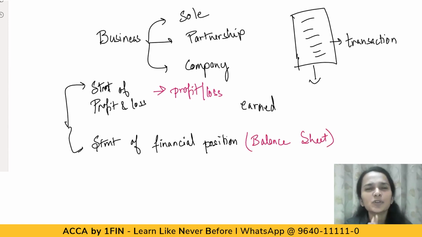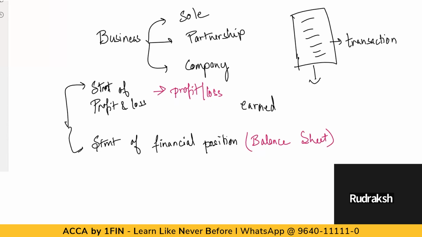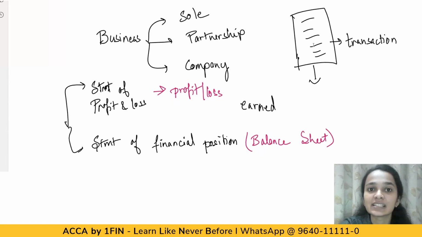So these are the two most important statements, which signify the profit which has been earned and the assets and liabilities held by the business respectively. Every business has to record transactions and prepare these statements. These statements are then used by stakeholders: different investors, customers, suppliers. There are different users of these financial statements. This is the reason why financial reporting or financial accounting plays a very significant role.